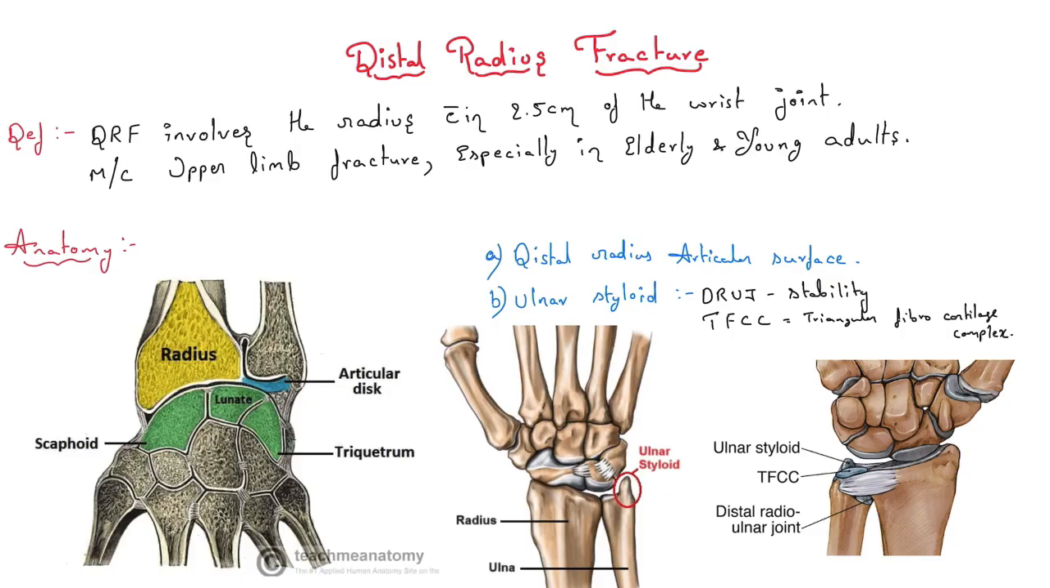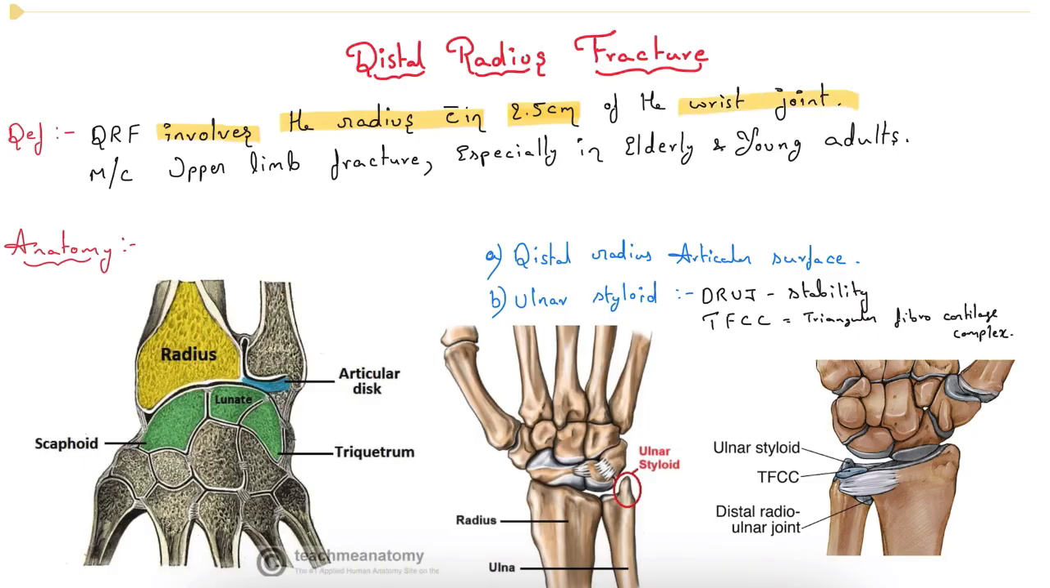So let's go. Distal radius fracture means in the radial bone, in the distal part, the fracture is happening. So we are discussing from basic to advanced stage. First, what's the definition? Distal radial fracture involves the radius within 2.5 centimeters. This thing is very important. In distal radial fracture, the fracture involves the radius within 2.5 centimeters of the wrist joint.